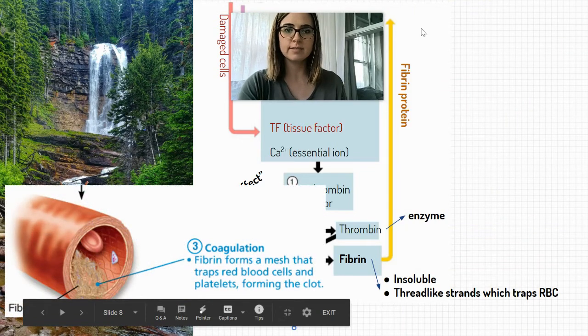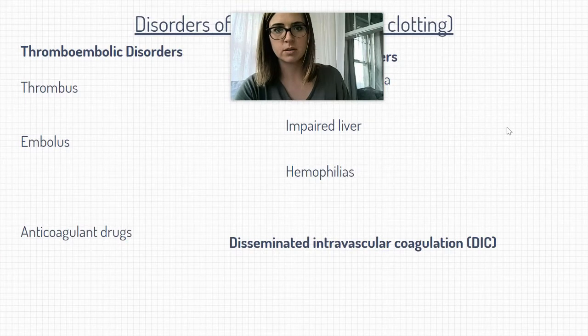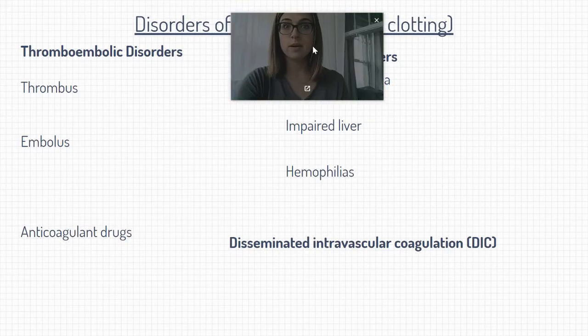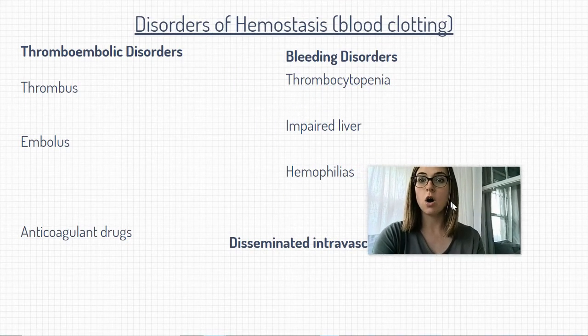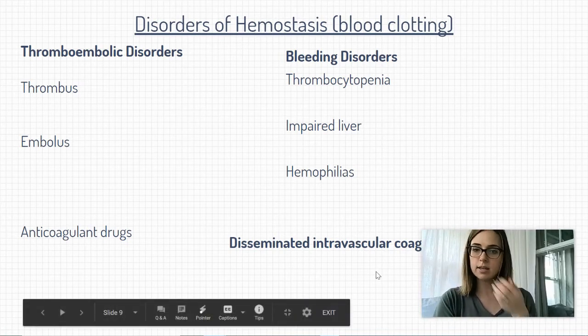So our last step here, okay, is coagulation. You have fibrin, okay, that forms this mesh that traps red blood cells, which is forming the official end of the clot with coagulation. All right. So not everybody's body always does this as best as it can.